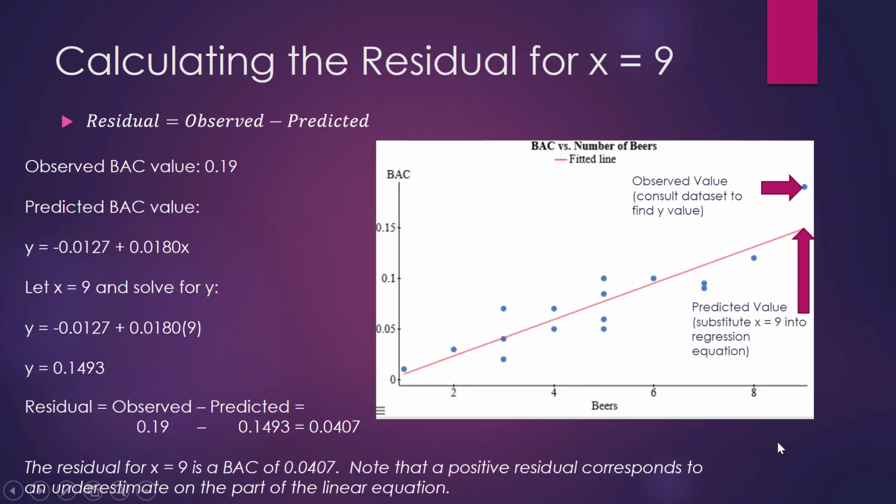Therefore, the residual for x equals 9 is a blood alcohol content of 0.0407. Note that a positive residual corresponds to an underestimate on the part of the linear equation. In other words, this linear model is lower than the actual data value.